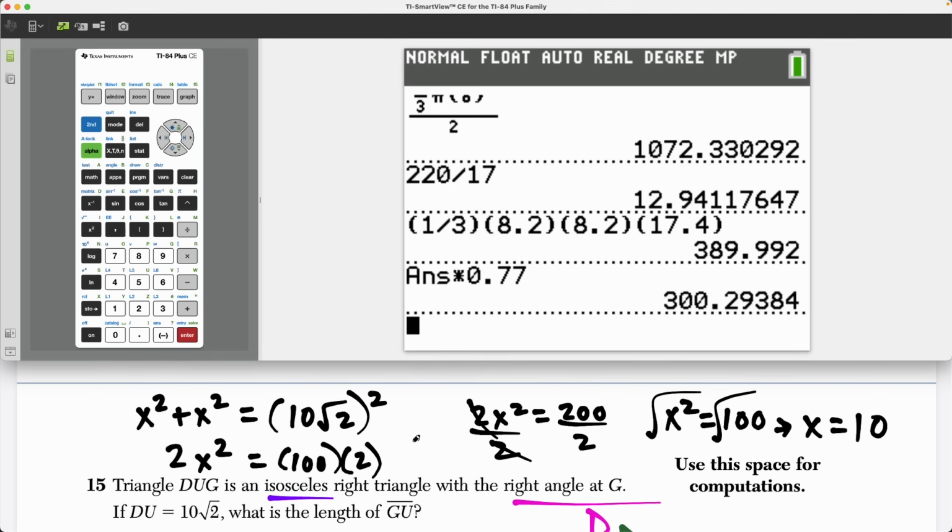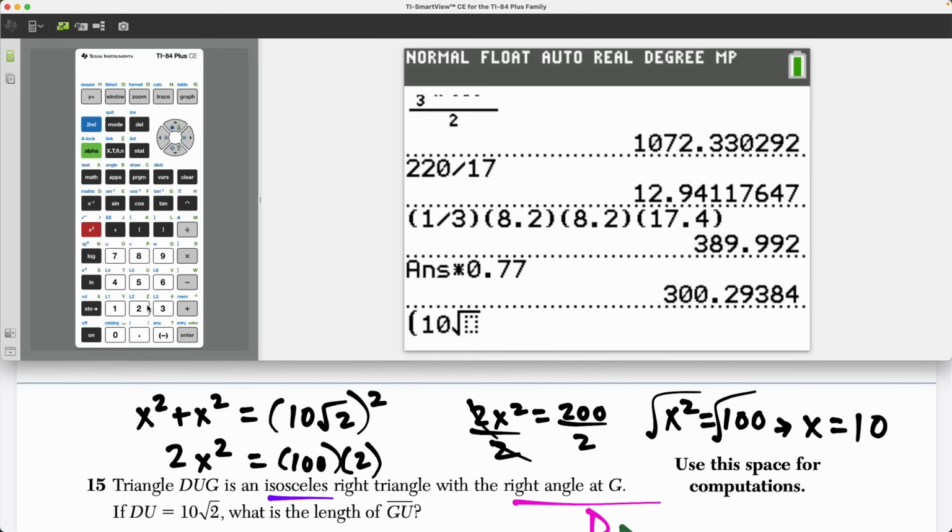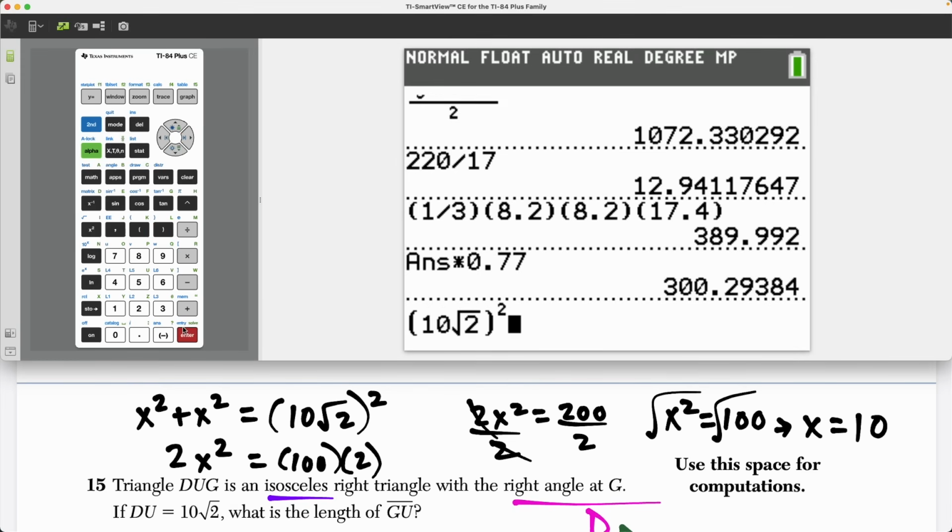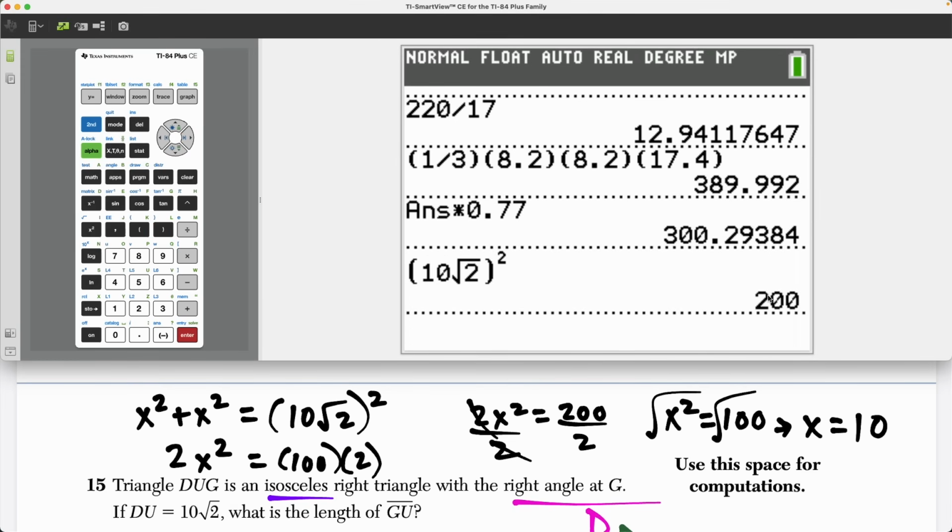I just want to point out before we move on, if that mental math was a little bit annoying, what you could also do is you could take 10 square root 2 in parentheses. So I have 10 square root 2 in parentheses. I hit the right arrow to get out of here. And then I close the parenthesis and I could square it like this. And that also gives me 200.